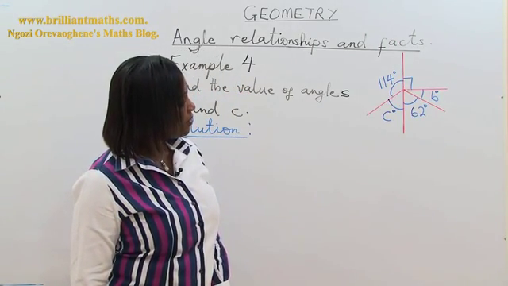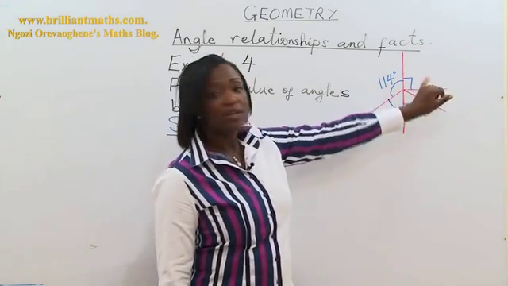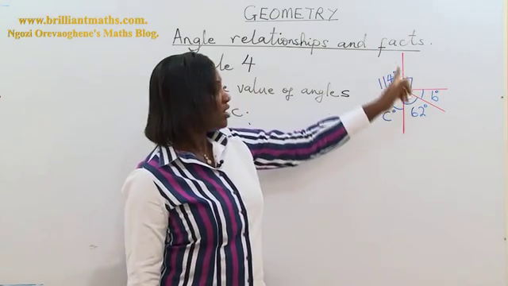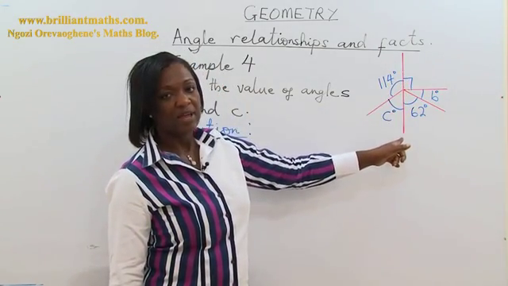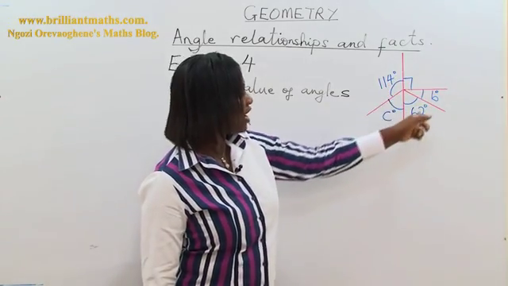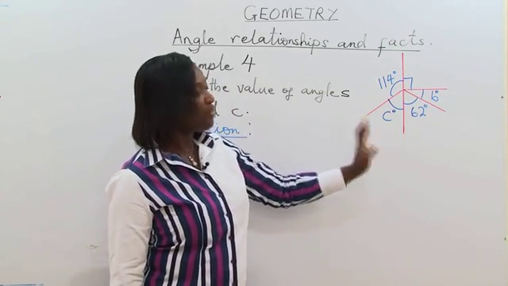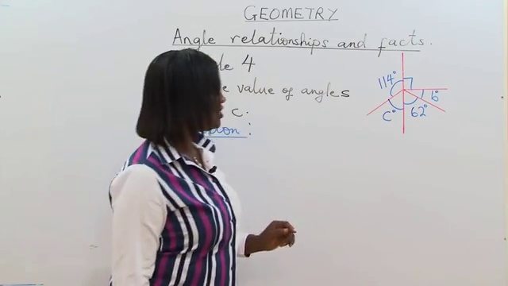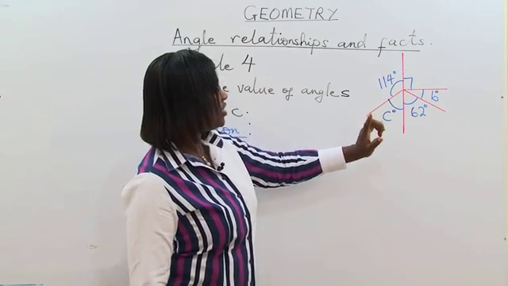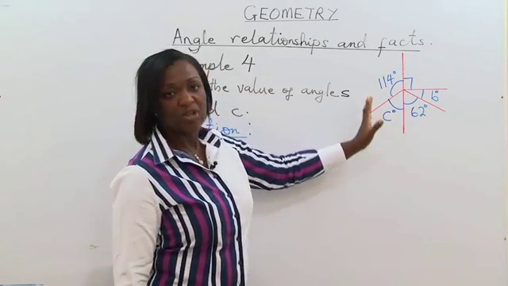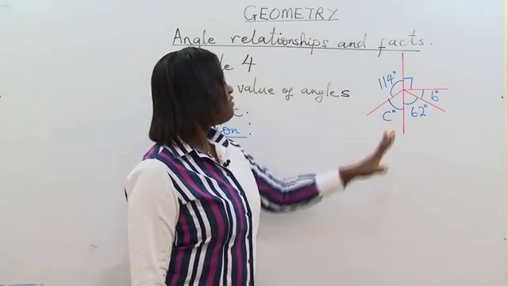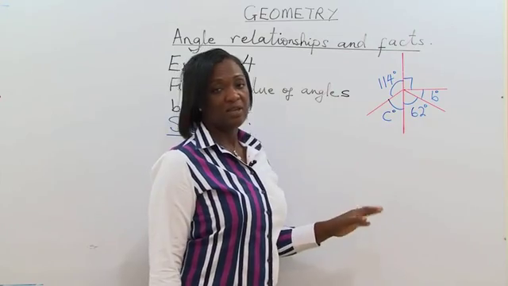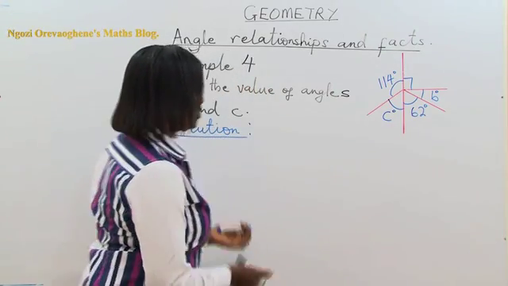What else can we see? The right angle plus angle B plus 62 are on a straight line. That tells us that the sum of those three angles is equal to 180 degrees. That also implies that 114 degrees plus C is also 180 degrees. So there are various ways you can find angle B and C. Find angle B first.